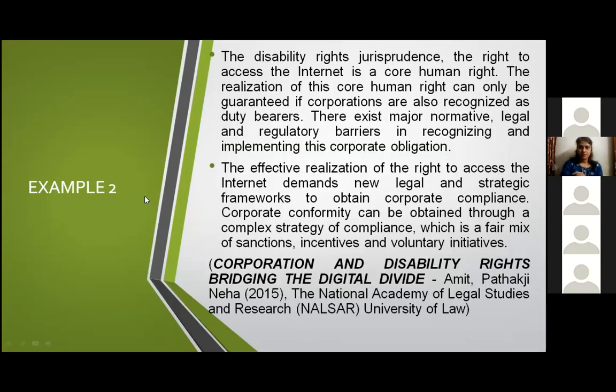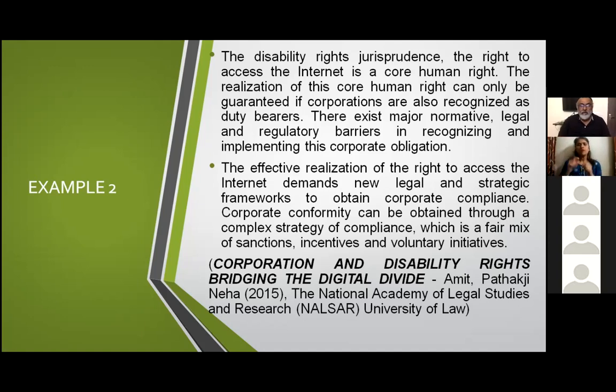Another example I've taken from Corporation and Disability Rights, Bridging the Digital Divide by Amit, again from Nalsar, also undertaken under Amita Danda ma'am. In this example, the hypothesis is not given in one single sentence. It is divided into 2 paragraphs. So depending upon the research being undertaken, the hypothesis may be confined to 1, or it may be elaborated into 2 or 3 paragraphs. If your research project is not that complex, as we saw in the previous class, it does not have to have a hypothesis. Hypothesis is not compulsory. So let's continue.